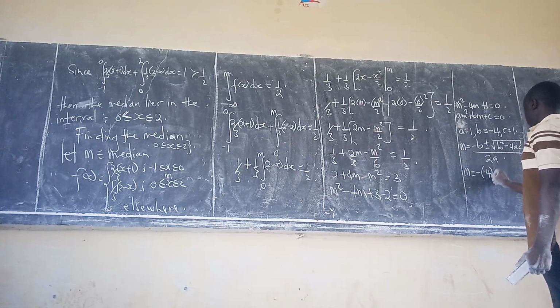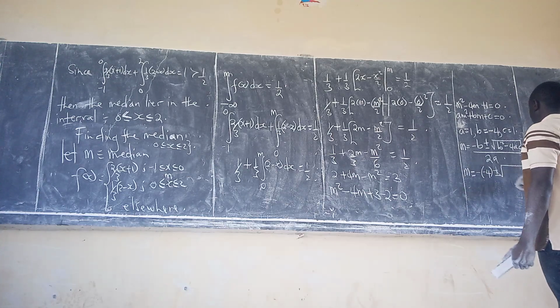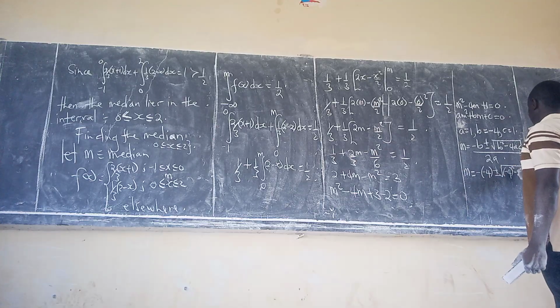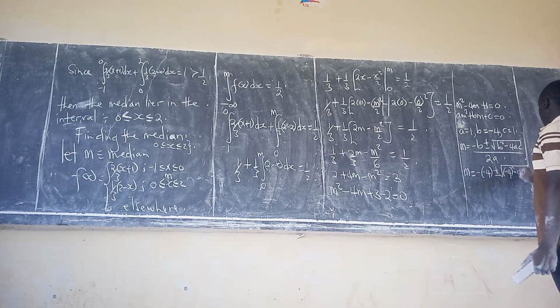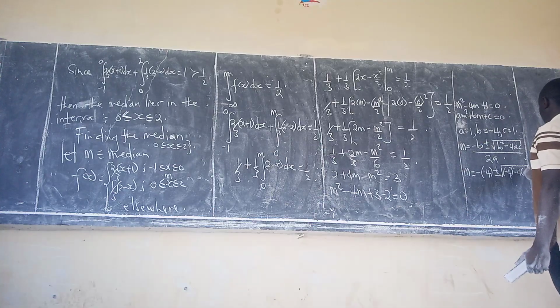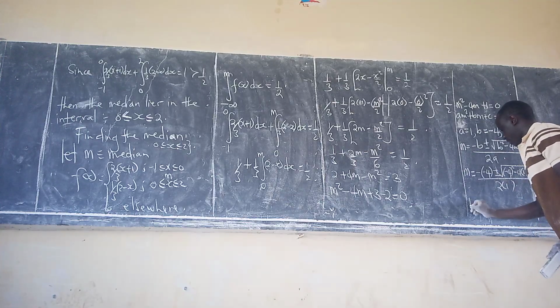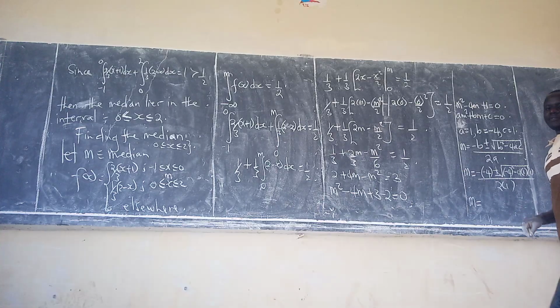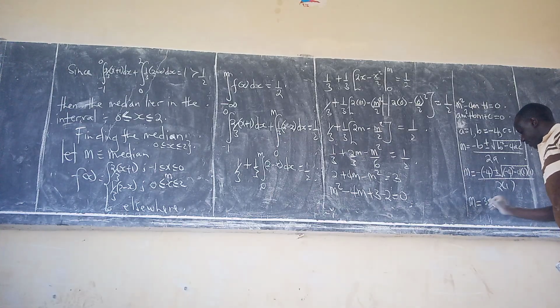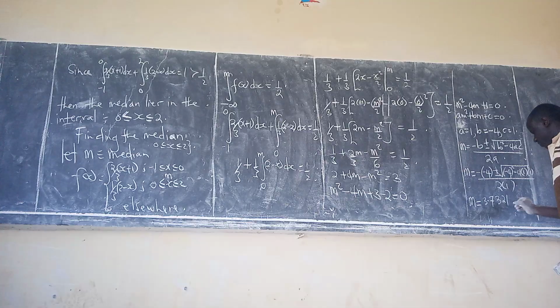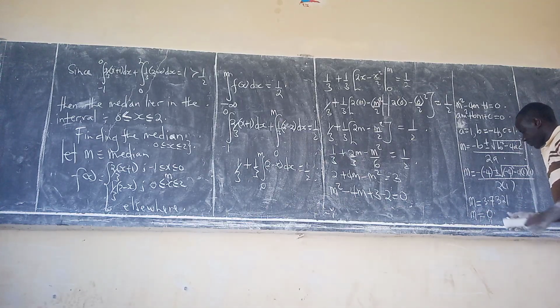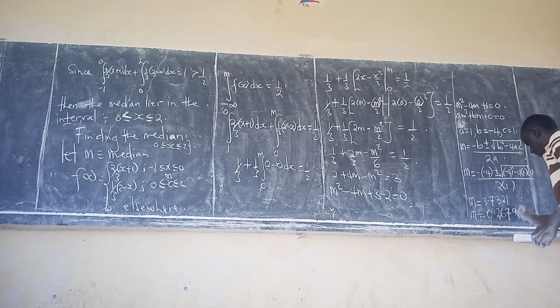So m will be negative times negative 4 plus or minus the square root of negative 4 squared minus 4 times 1 for a, then times 1 for c, over 2 times 1. And the value of m will be 3.7321, and another m will be 0.2679.